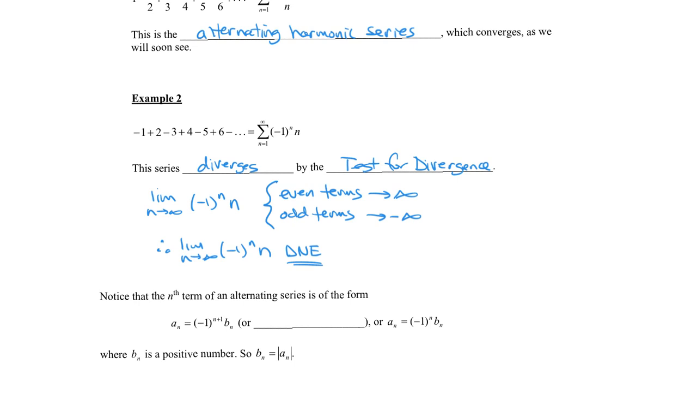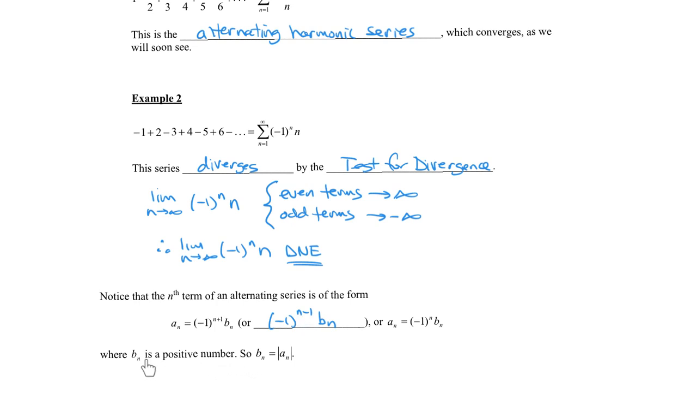And then if you notice, the nth term of an alternating series is of the form -1 to the n plus 1 times b sub n, or it could be -1 to the n minus 1 times b sub n, or it could even be -1 to the n times b sub n. All of these cases have the same effect of alternating the positive and negative signs throughout the terms of the series.